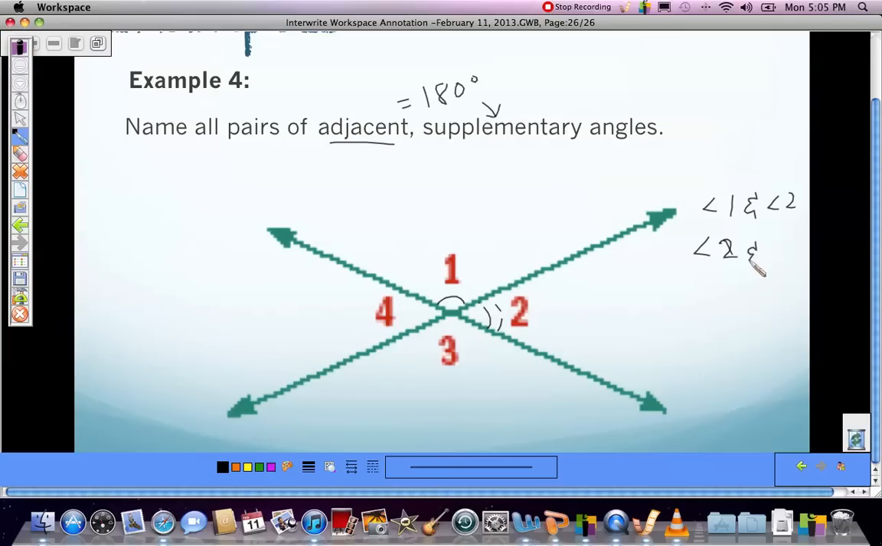Angle 2 and angle 3 also form adjacent angles because they're right next door to each other and they are supplementary. Angle 3 and angle 4 are adjacent angles. And finally, angle 4 and angle 1. These are adjacent angles and they form 180 degrees when added together.